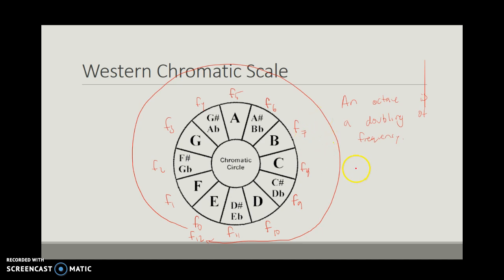So that allows me to establish a mathematical identity. The identity we're going to use is that F12, the frequency of the note in the 12th fret, is going to be double the frequency of the open string. So we've basically traveled one full octave. We've gone from E to E. So that's a doubling of the frequency.